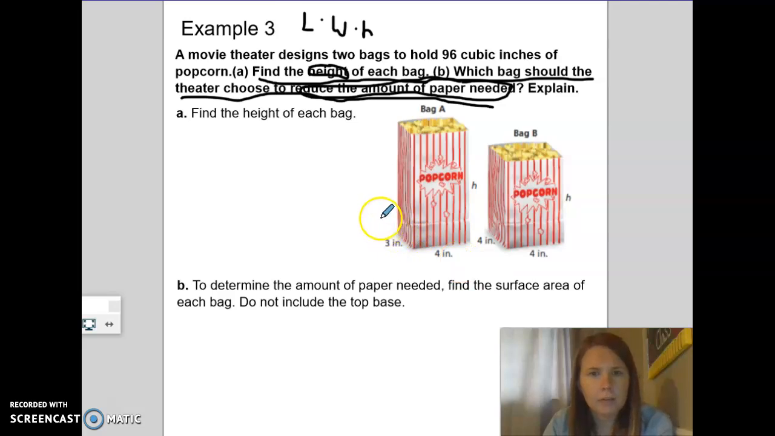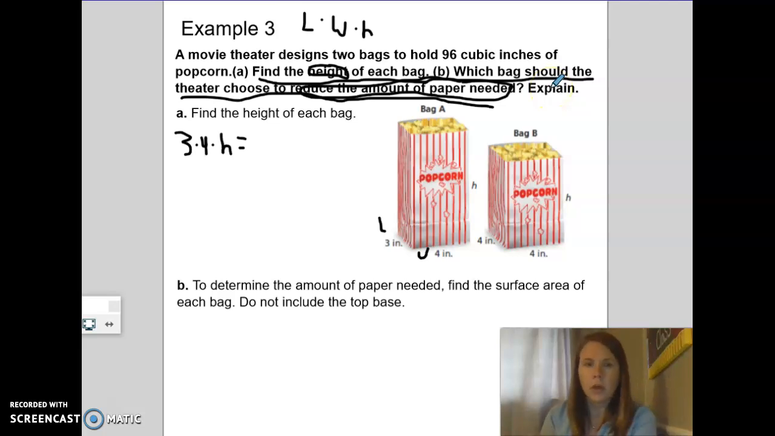I have my length for this first one, which is 3. My width is 4, and we don't know what our height is. So I'd have 3 times 4 times height. That's going to equal my volume, and they give me the volume that both of these are going to hold. They designed 2 different popcorn bags that hold the same amount. They're just trying to decide which one is going to reduce the amount of paper they're using. So the volume is 96 cubic inches. Sorry, I can't read today, guys. So I'm going to plug this in as 96, because we're setting it equal to the volume.